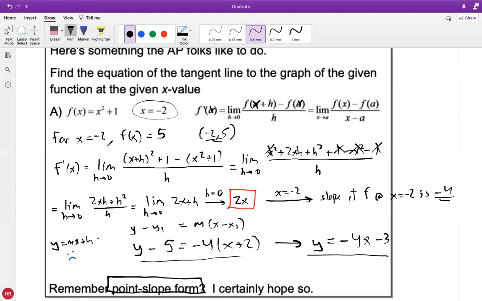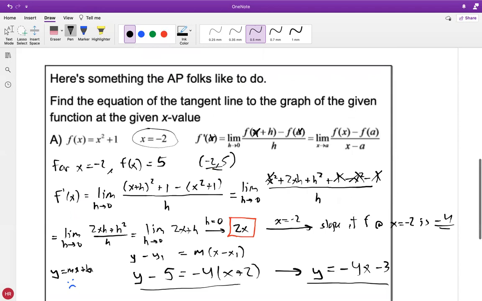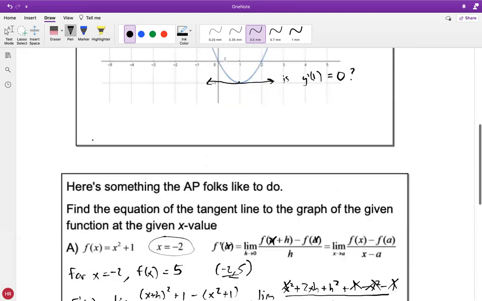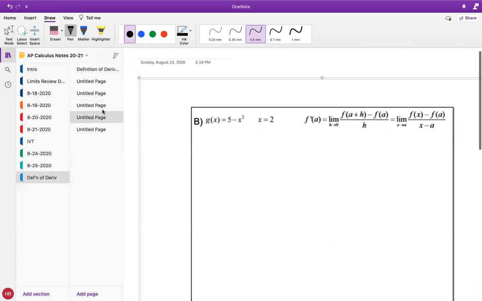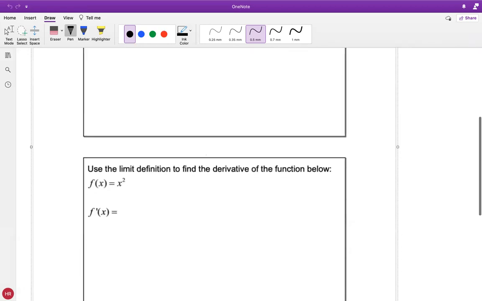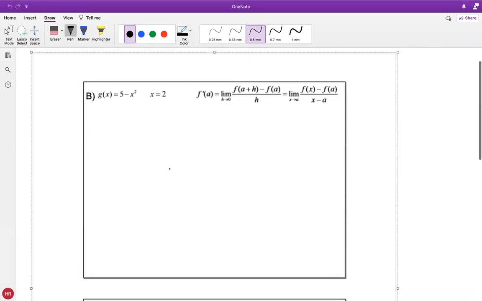Or when you do mx plus b, you all tend to plug in this and this and this and find b and then plug things back in. You can do it that way. It just seems like more work to me. So do it if you want. Don't. I think this way is much more straightforward. So this is a reasonable AP question. It's a little simplistic, but it could easily be on there. So pay attention.